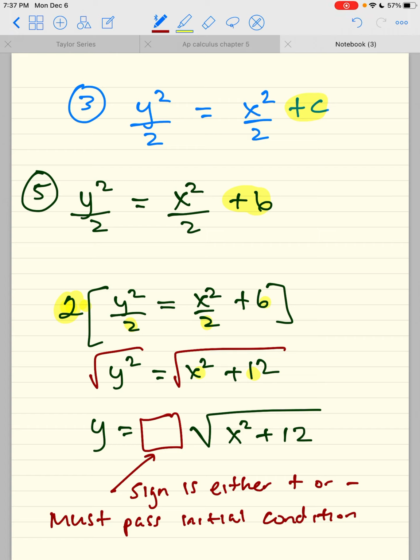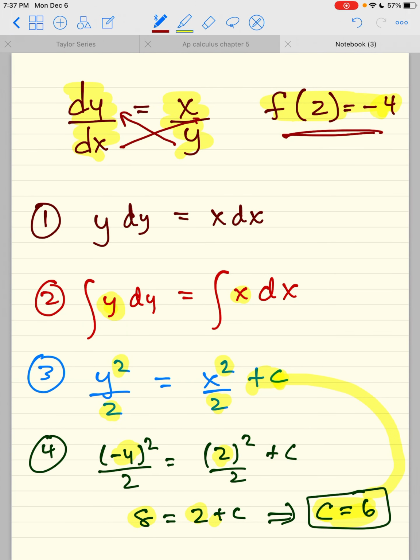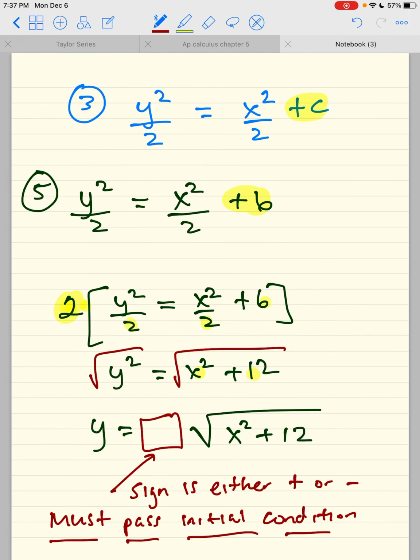So on the BC exam, you got to make sure that, especially for this, when you take the square root, that you pick the right sign. So it's either going to be positive or negative. That's going to depend on passing through the initial condition. The initial condition is 2, negative 4. Because the y is negative, this is going to be a negative. Think about it. It has to pass through the point 2, negative 4.